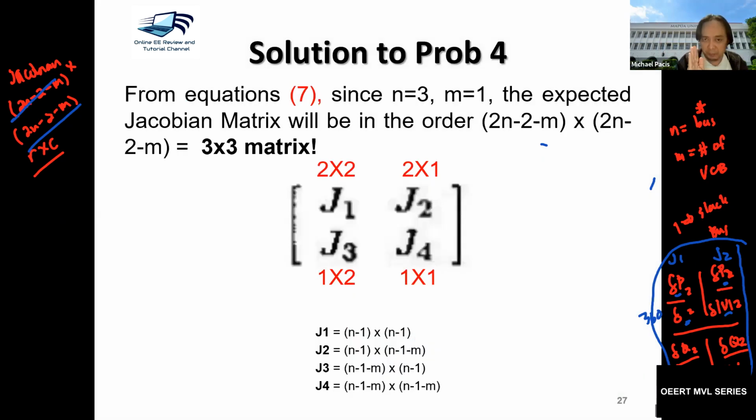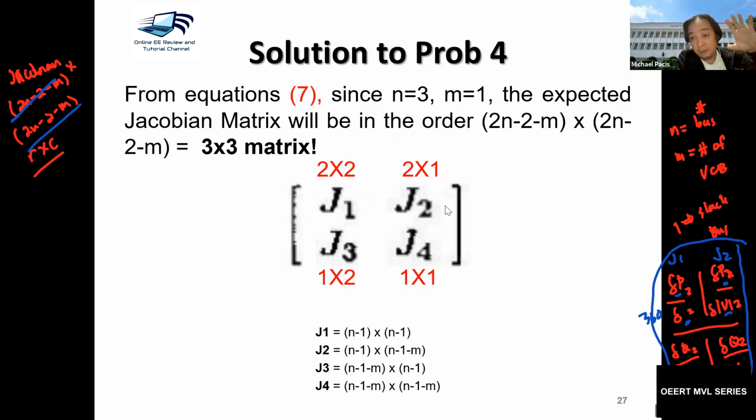But before we proceed, what is the expected matrix on this problem? Since you have n equal to 3 buses and m equal to 1, the expected matrix is a 3 by 3, right? So n is 3, 3 times 2 is 6, minus 2 is 4, minus 1 is 3. So you will expect the overall matrix here to be a 3 by 3.